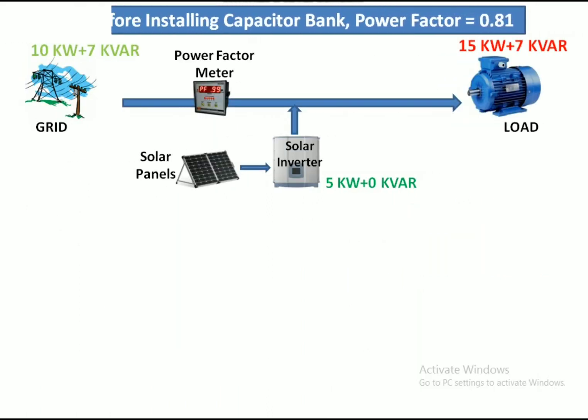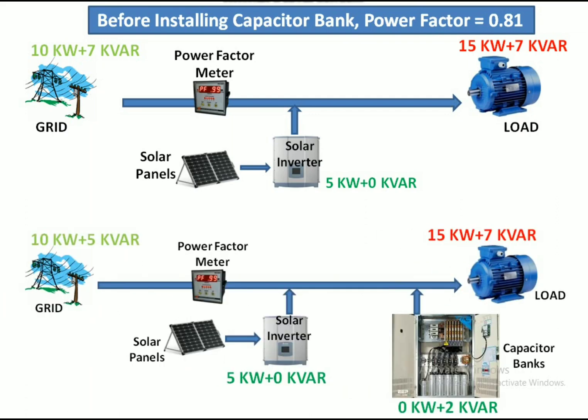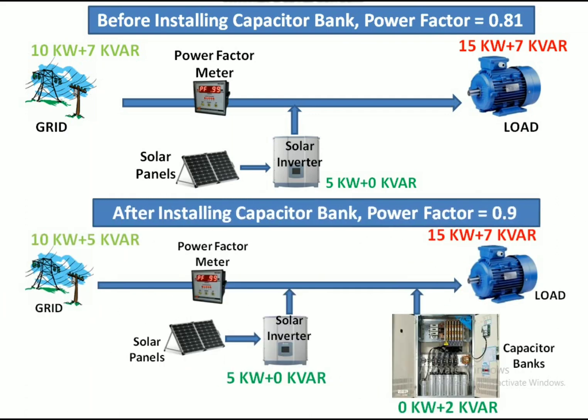So before installing the capacitor bank the power factor is 0.81, and after installing the capacitor bank the power factor is improved to 0.9. So we can conclude that by installing capacitor banks we can improve power factor.